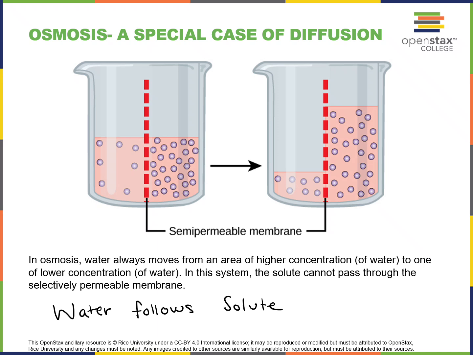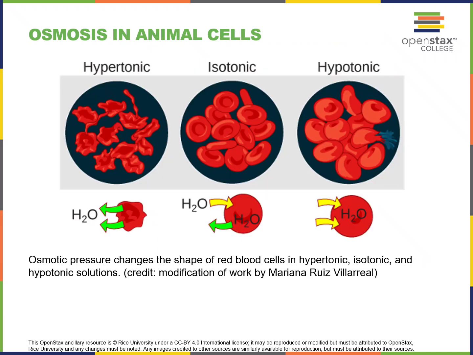There are several different things that will affect the rate of diffusion, things like the mass of the molecules that are diffusing, the temperature, the density of the solvent, all kinds of stuff. Because of that water following solute, we have something called osmotic pressure.